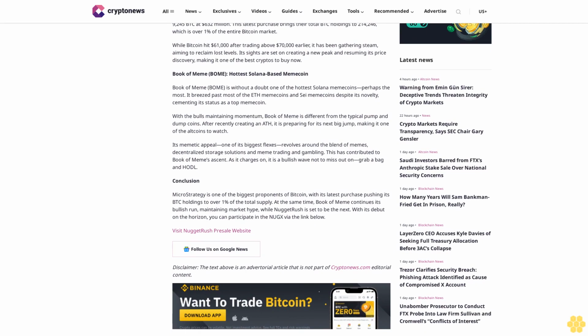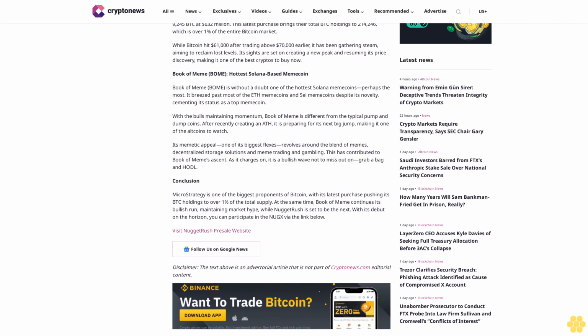After recently creating an ATH, it is preparing for its next big jump, making it one of the altcoins to watch. Its memetic appeal, one of its biggest flexes, revolves around the blend of memes, decentralized storage solutions, and meme trading and gambling. This has contributed to Book of Meme's ascent. As it charges on, it is a bullish wave not to miss out on. Grab a bag and hodl.